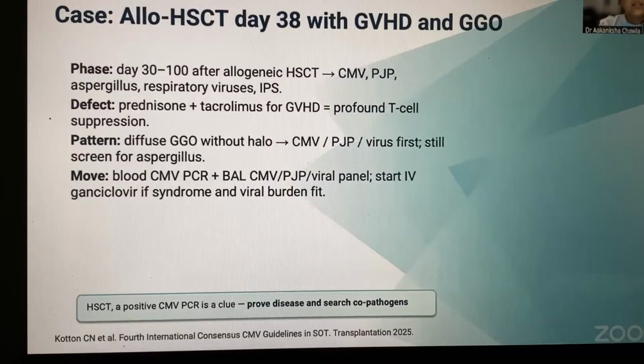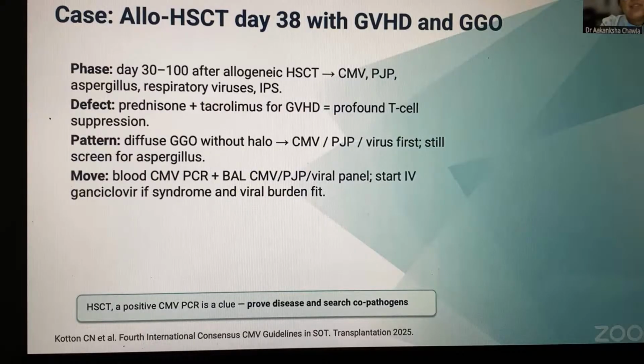Another case of an allogeneic hematopoietic stem cell transplant, day 38, with graft versus host disease and ground glassing on the CT. Now, understand that this patient has come between day 30 and 100. So, again, opportunistic infections, respiratory viruses, and idiopathic pneumonia syndrome.